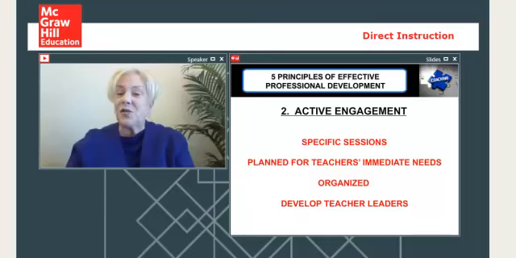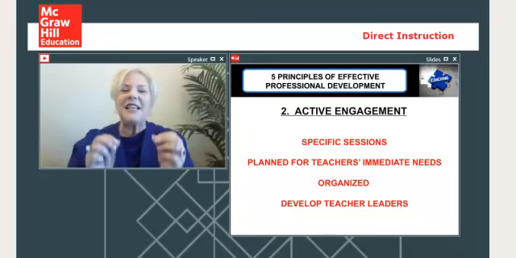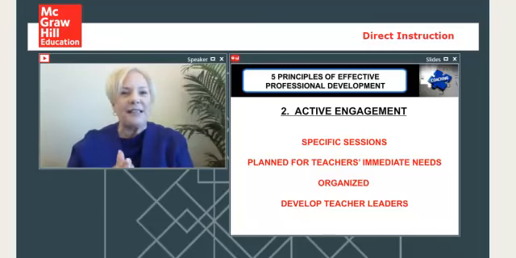But you're also going to have to be aware of immediate needs. For example, if teachers don't know how to say the sounds, if teachers have trouble with management, we've got to address that first before we address how to blend sounds. So good professional development is both proactive and reactive when it needs to be. Be organized for these sessions. And for each session, every single session, we always assign a teacher leader, a teacher assistant.